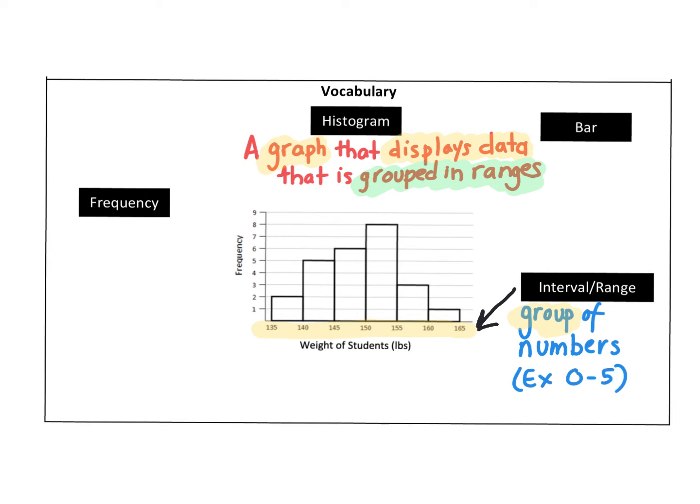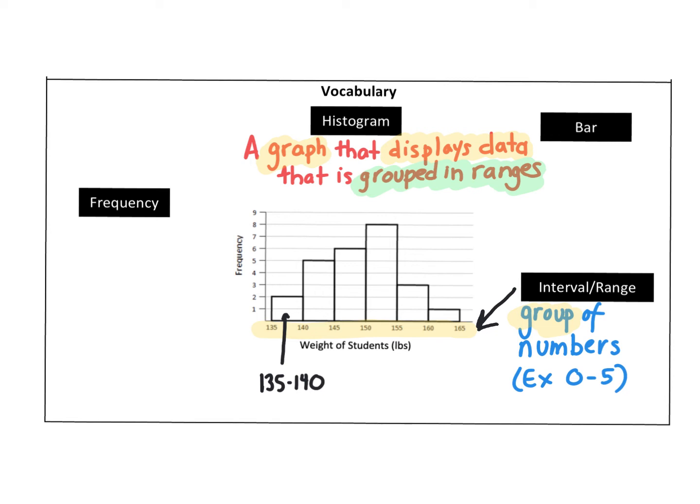Okay? So let's write these ranges out. The first one for that bar is 135 to 140. So we're going to write that range just so that you can see that as an example. Okay, so when we say that a histogram displays data, it does. It displays numbers, but these numbers are grouped in ranges or in intervals. Okay, and the ranges are always at the bottom of the graph on the x-axis. Okay, that's an important part.